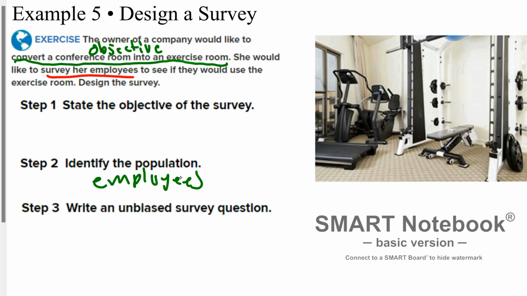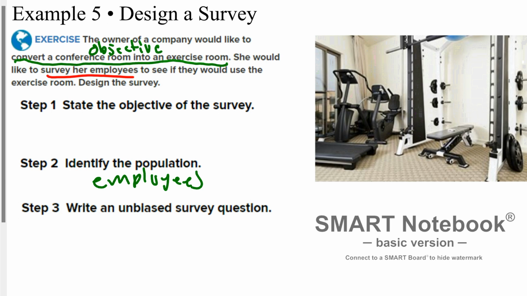Okay, and then we want to write an unbiased survey question. So we want to ask a question. We could just say, if we had the resources, would you use an exercise room in the building if it were created by converting the conference room? Okay, so maybe in there just saying if we had the money, that might be a little biased, right?